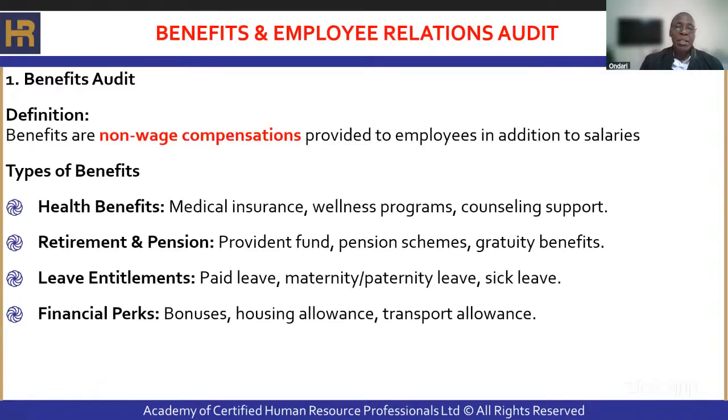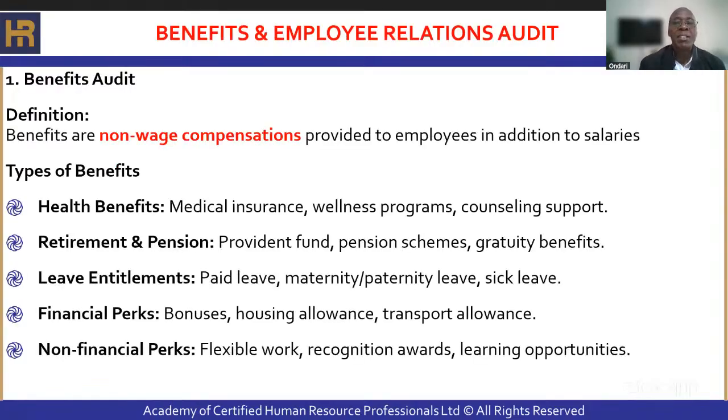The last aspect for this morning is benefits and employee relations audit. And here we are looking at benefits as non-wage compensations. Wages are monthly payments that we give people, but benefits may not be monthly, and that's why we call them variable pay. This is in addition to what they get paid at the end of every month.